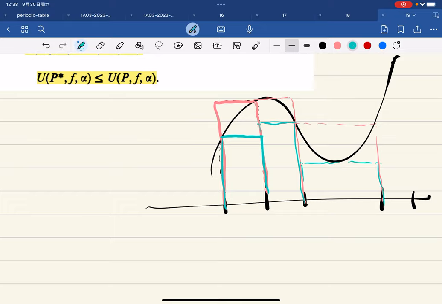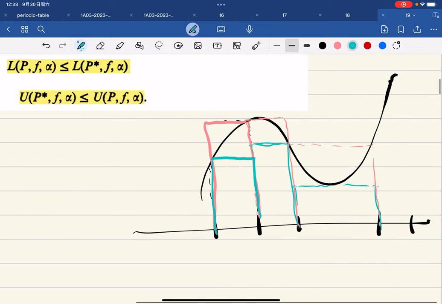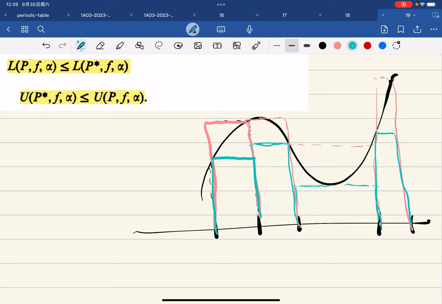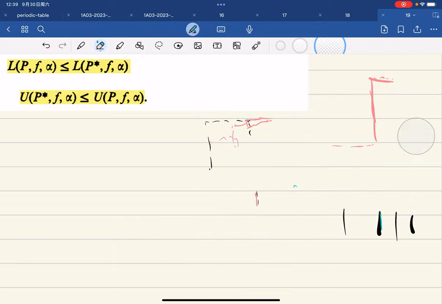We're taking the infimum of the function value, right? And again, for this one, this is their upper sum, and this is their lower sum, right? Upper sum and lower sum. And if it gets finer, if you have a finer partition, then the upper sum tends to get even smaller, right? So it's intuitive, but we have to prove it.